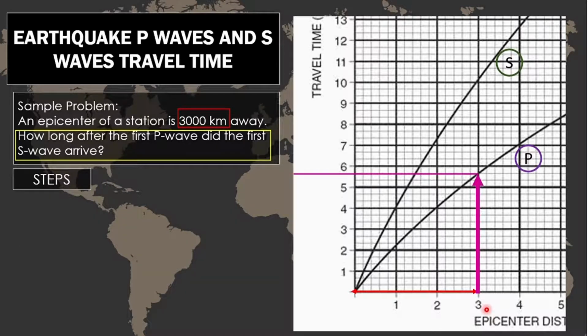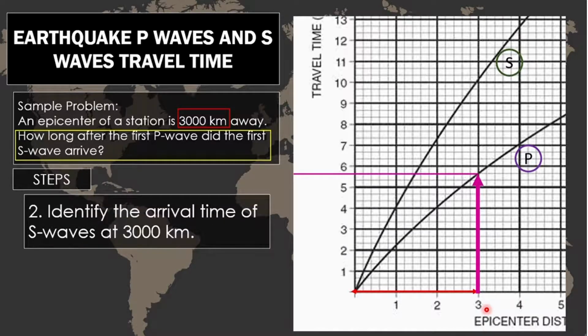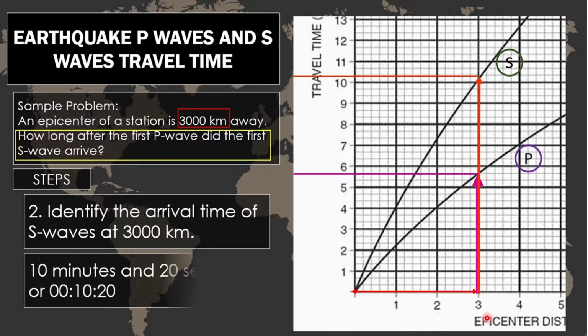Now, let's find the arrival time of S waves. First, find 3,000 kilometers at epicenter distance. Second, draw an upward line from 3,000 kilometers until it reaches S waves. Third, draw a line to identify the arrival time of S waves. The answer is 10 minutes and 20 seconds.